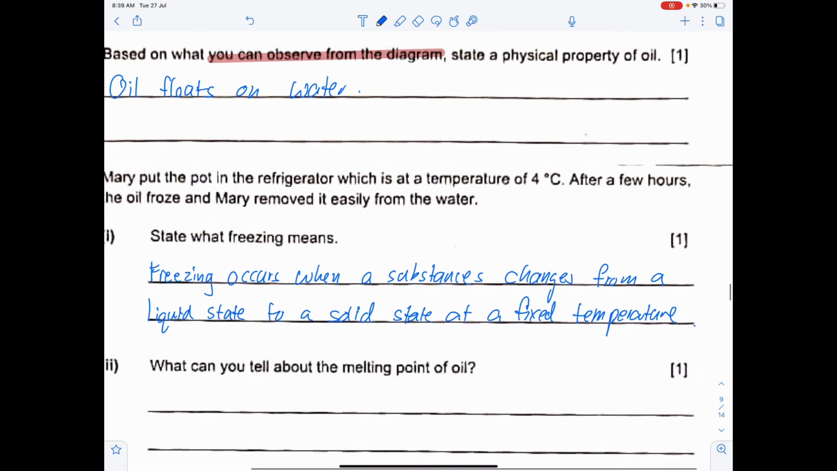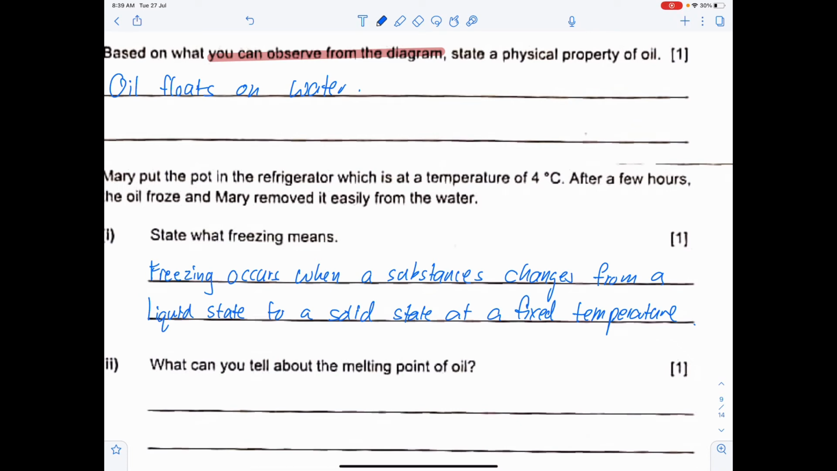Now, what can you tell about the melting point of oil? Okay. Firstly, we have to annotate this a little bit, break it down to help you. Now, melting point, if you think about it, is also the freezing point. Okay, melting point is the same as freezing point. That is something that a lot of you didn't notice or didn't realize. So that's why water's freezing point is 0, its melting point is also 0.